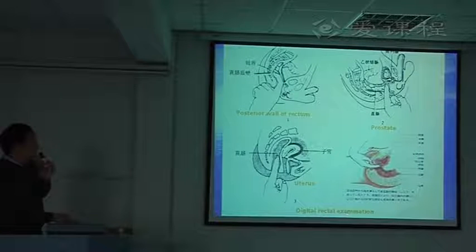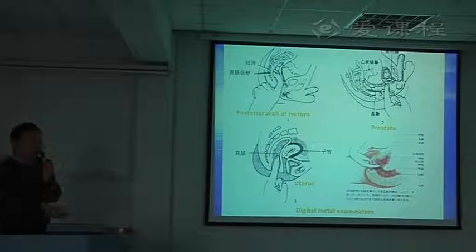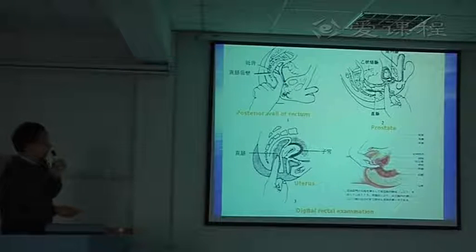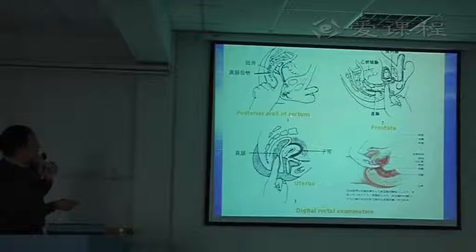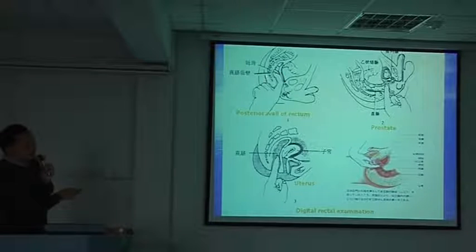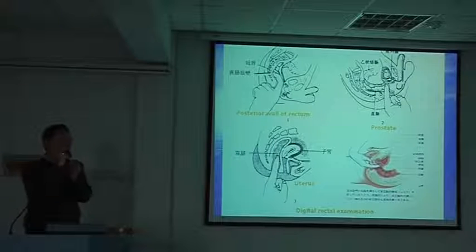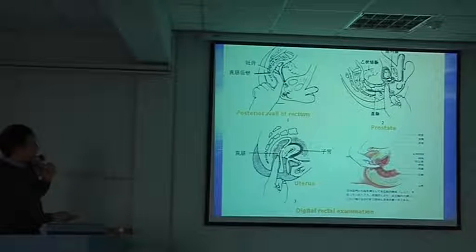The digital rectal examination I just mentioned is very important in the examination of rectal disease. The posterior wall of the rectum is the sacrum and the coccyx. For the male, the anterior is the prostate. For the female, the anterior wall is the uterus. The finger is about 6 to 7 centimeters in length, so you can reach from the anus to the proximal part, 6 to 7 centimeters.